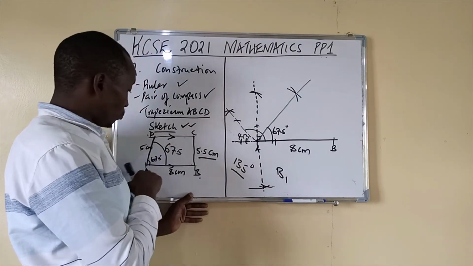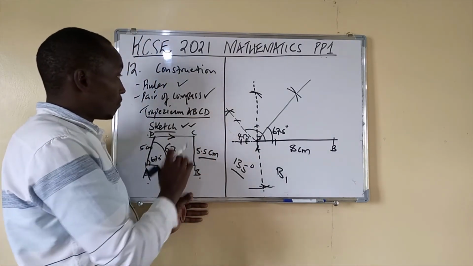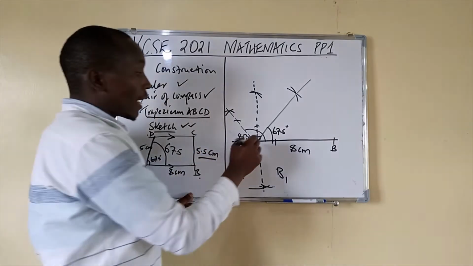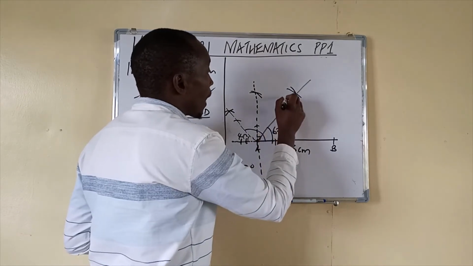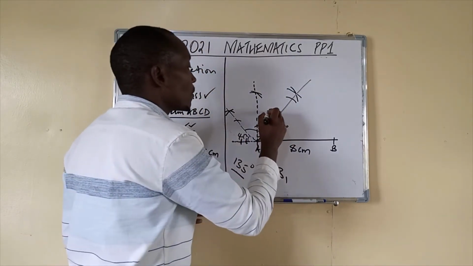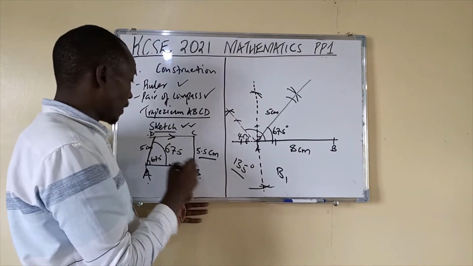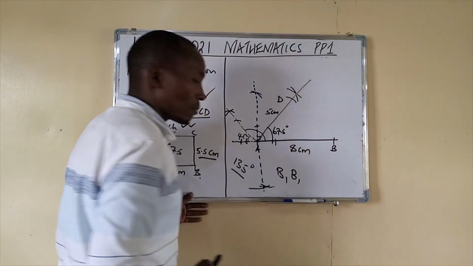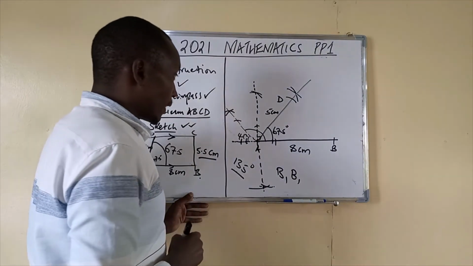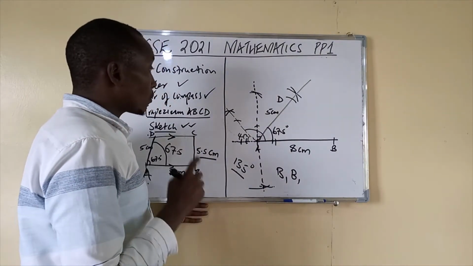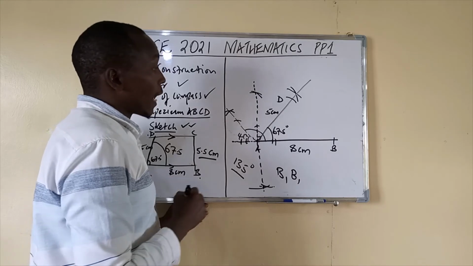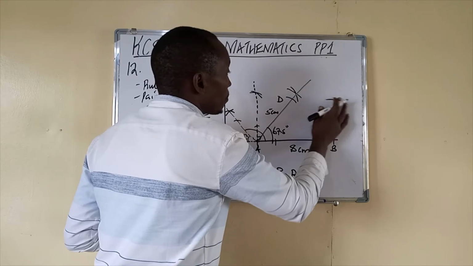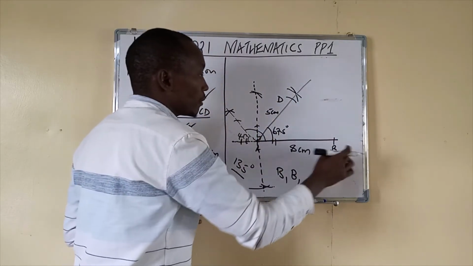Then I'm supposed to measure using my pair of compass and the ruler. I measure 5 centimeters, and standing at this point, I mark 5 centimeters. I have been able to locate point D for another B mark. I've been able to get that B mark there. Then, with that, I'm supposed to draw a parallel line. That is another parallel line to AB.